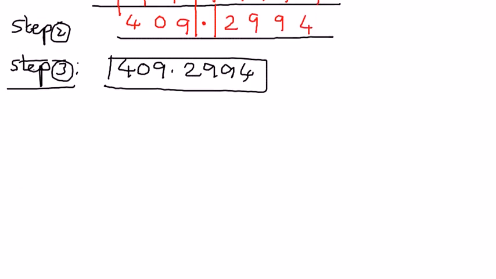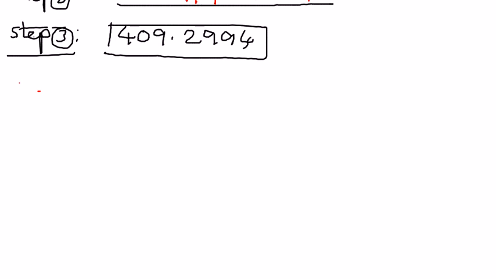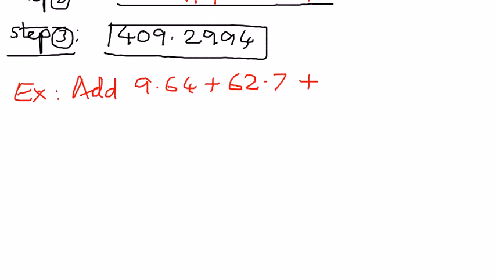Let's look at another example. Let's say this time we want to add these numbers. We want to add 9.64 plus 62.7 plus 0.49105. Let's say we have these three numbers to add. So we'll explain as we explained the previous example. We'll explain the solution of this example following these different steps.